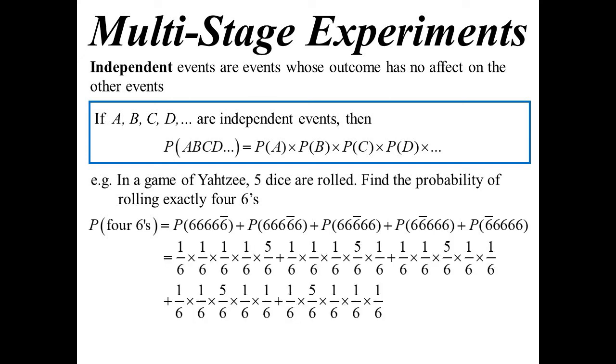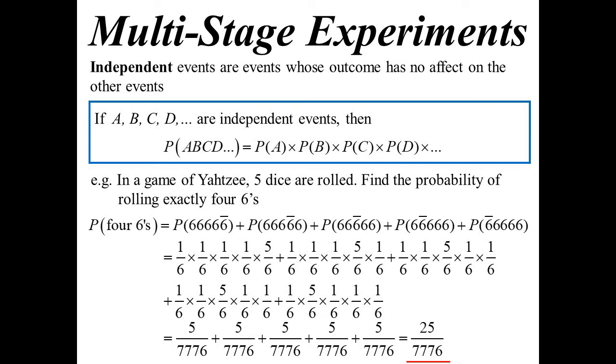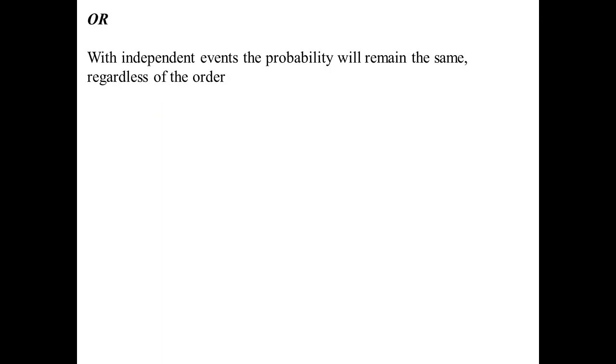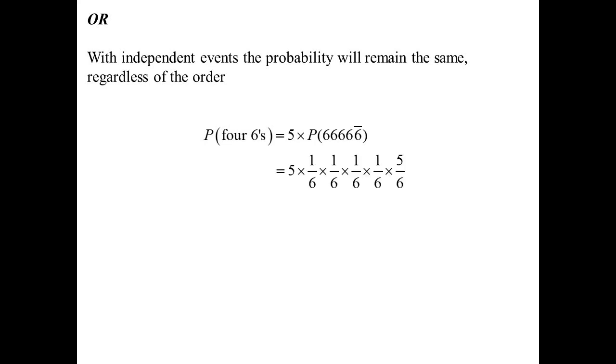So the first one will be a 6 times a 6 times a 6 times a 6 times 5/6, and then we'd add the next one and so on. And we end up eventually with 25 on 7,776. But there's a smarter way of doing it. It doesn't matter what order it occurs in. The probability is going to stay the same. So what I could have done there is just said, oh look, it's 5 times this one, because I know all the other ones are going to have the same probability of happening. And that obviously is a lot quicker to work out.